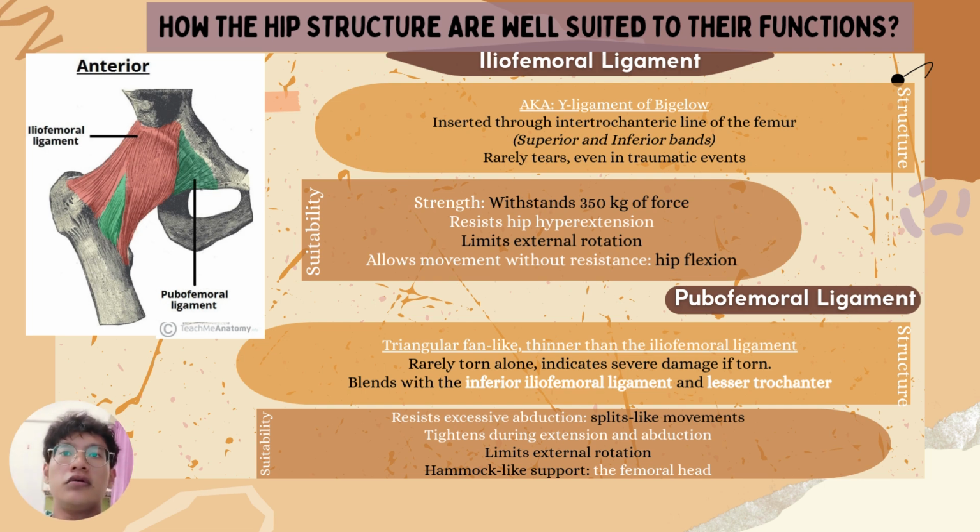Moving on from that, we go into the pubofemoral ligament. It is a triangular, fan-like ligament that can indicate severe damage if torn, due to how rare it is for it to be torn alone. It blends with the inferior iliofemoral ligament and lesser trochanter. Its functions are as follows: resisting excessive abduction and extension from split-like movement by tightening itself. It limits external rotation, and it also provides a hammock-like support to the femoral head.